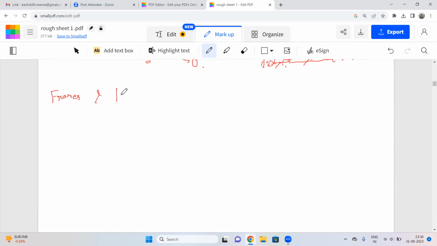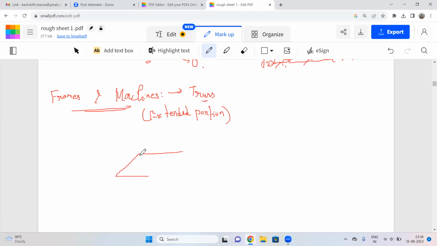So frames and machines are nothing but the extended portion of truss. Like how you can check for a truss. Suppose you assume the truss in this way.